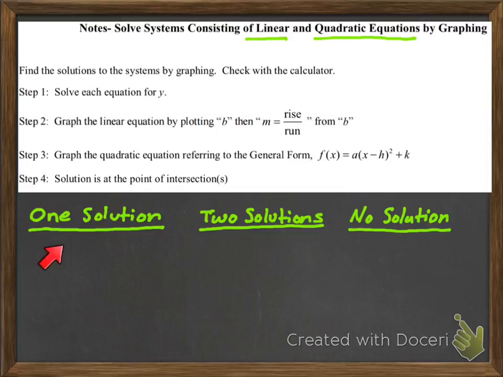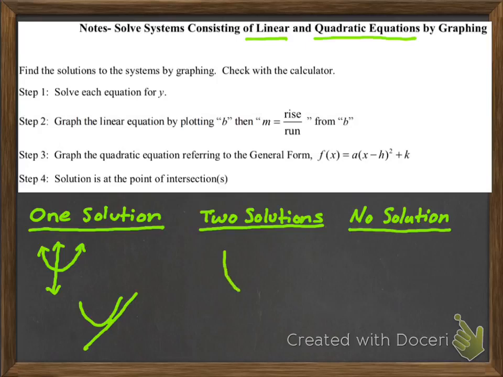Now there are three different ways that our graphs can be oriented. We could have a situation where the graphs, the line and the parabola, only intersect at one place. An example of that might be a parabola that looks like this and a line that intersects like this. Okay, so that would be one form of a situation where you would have one solution. Or you may have a parabola and then have the line be tangent to that parabola at a particular point. So you would have one solution there as well.